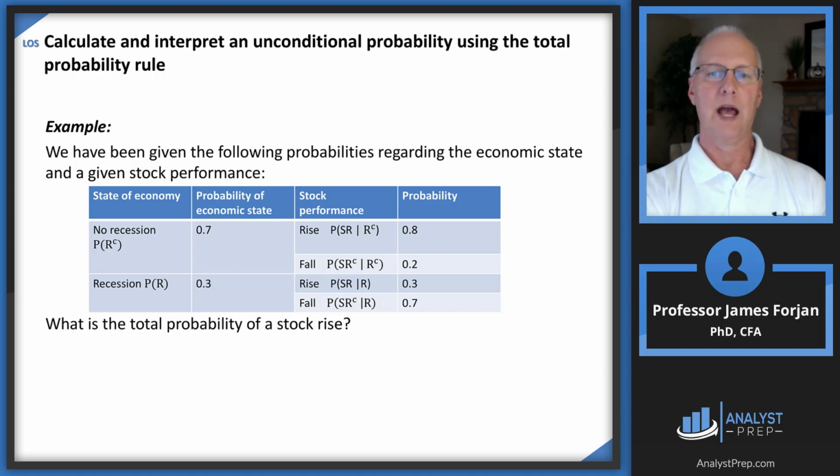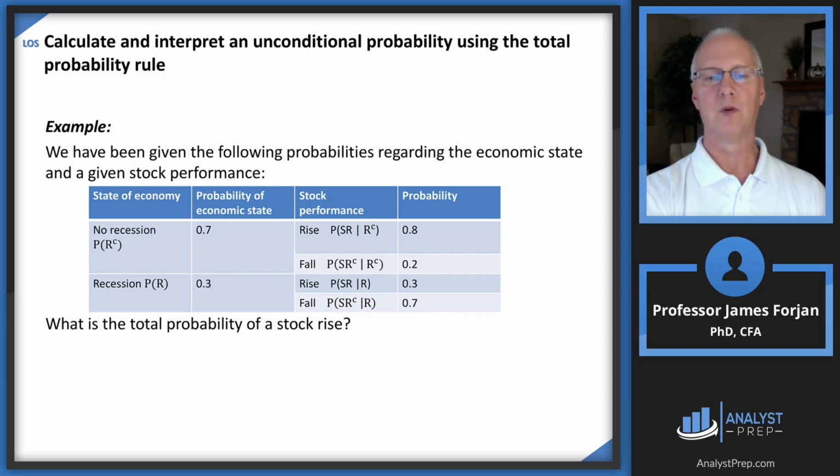And so what we're saying now is what happens if the economy goes into a recession or it doesn't go into a recession. And so the stock price in a recession can either rise or fall, and the stock price in no recession can either rise or fall. And the stock price performance during no recession is 80% and 20%. And then the stock price performance during a recession is 30% and 70%.